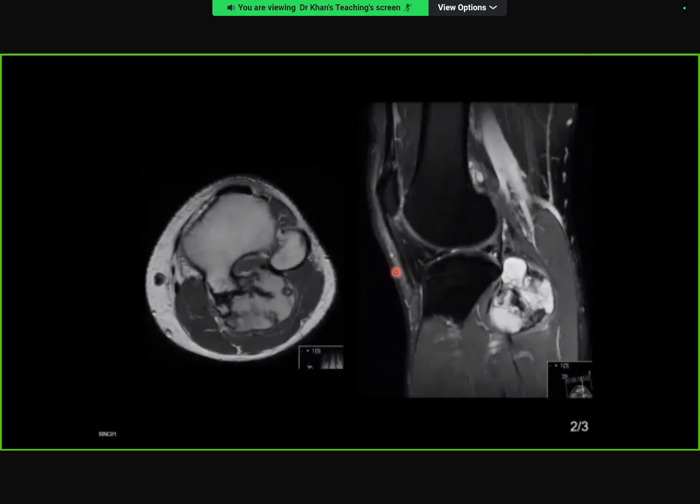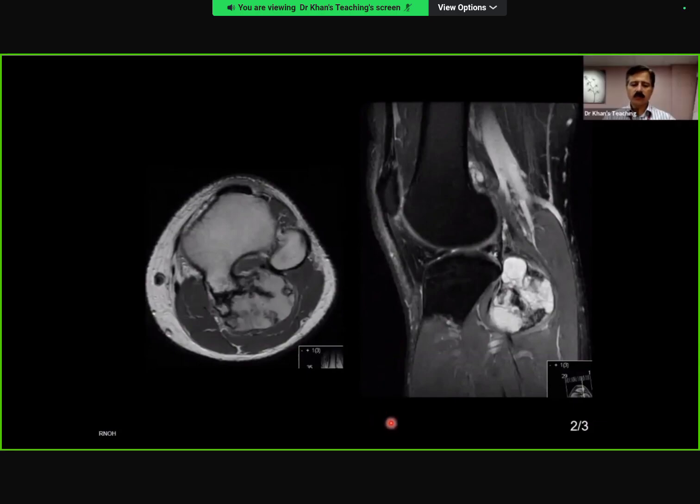So I'm provided with an axial T1 image and a STIR sagittal image. The lesion appears to be high signal on STIR and intermediate signal on T1. The cartilage cap appears to be thickened in this case. Excellent. And your conclusion? I'll be concerned about malignant transformation to a chondrosarcoma.